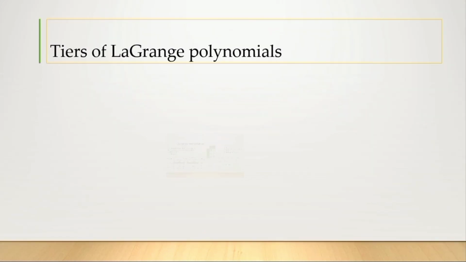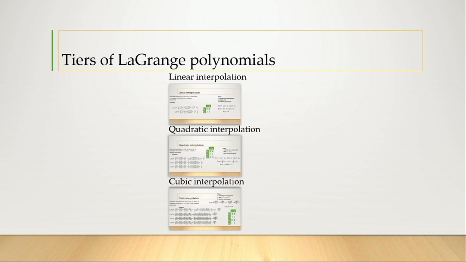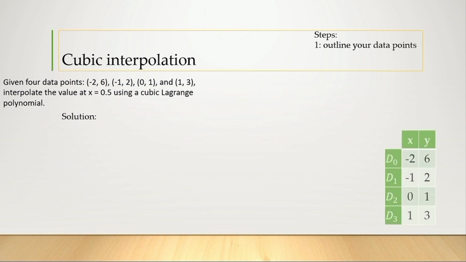And if we were to go to cubic interpolation, we're going to get something of the same fashion. We say, given 4 data points, we have L0, L1, L2, and L3 to interpolate the value of x at 0.5 this time using a cubic Lagrange polynomial. The solution steps stay the same. We outline our data points, and we have our data points there, and we find L0, L1, L2, and L3.